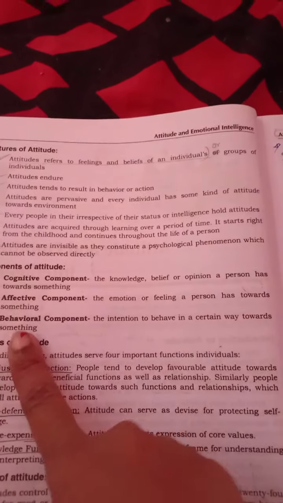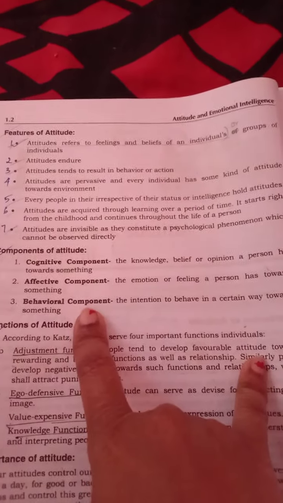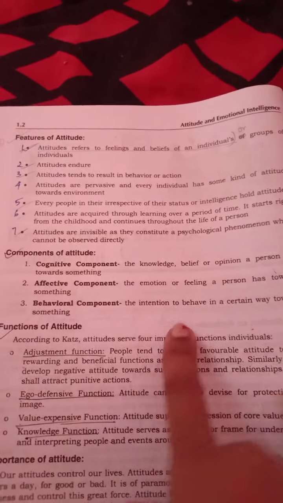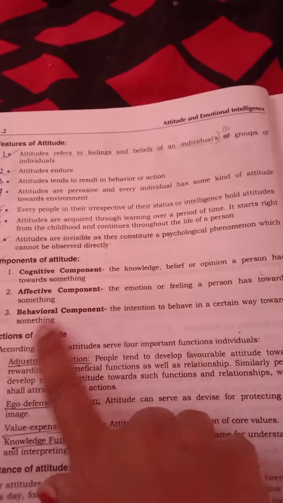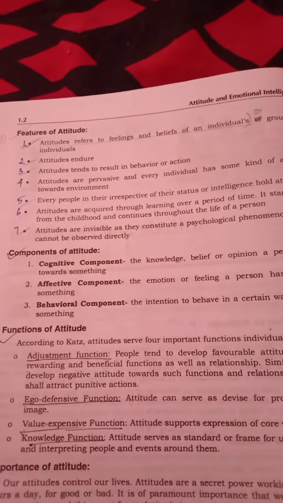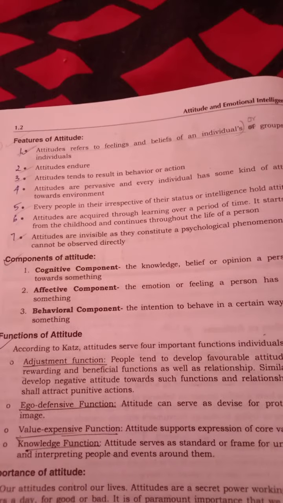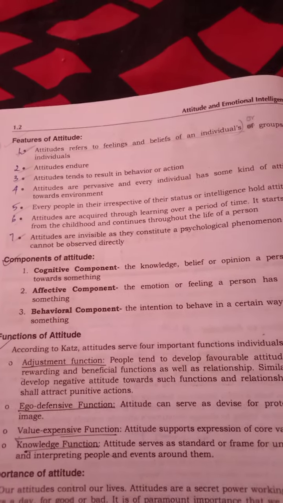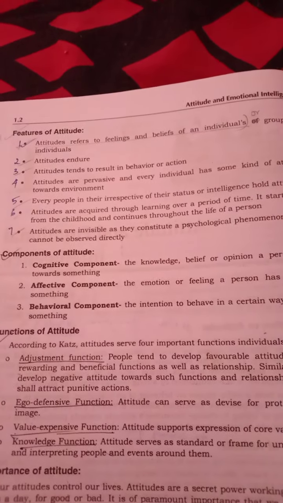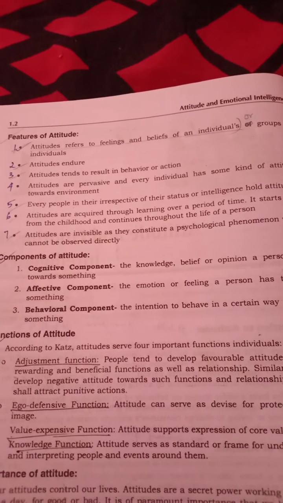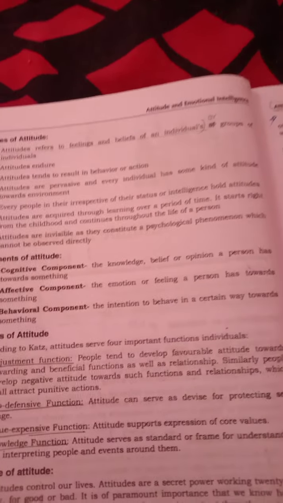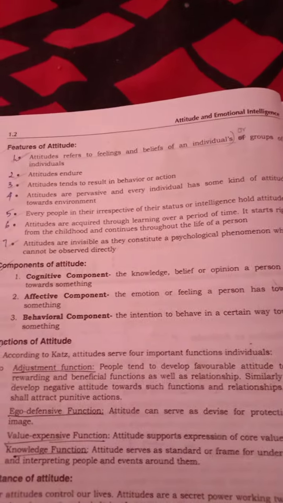All right. The last one is the behavioral component. The behavioral component is the intention to behave in a certain way towards something. So, how you behave towards something. See, certain people are quick to anger, and some people are slow to anger. You cannot make them quickly angry. You would have heard of short-tempered people, right? So that is a behavioral component.